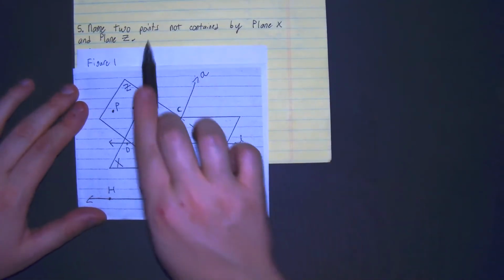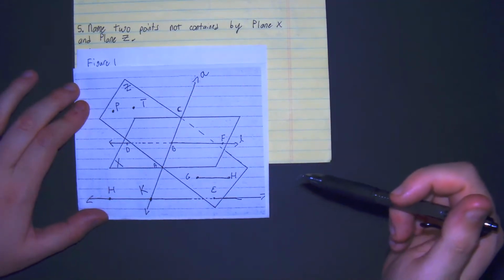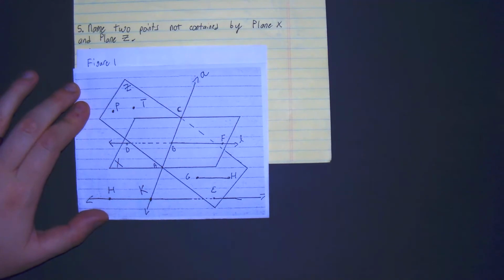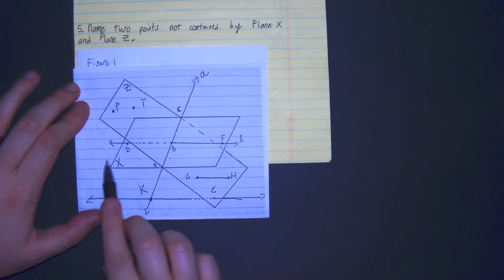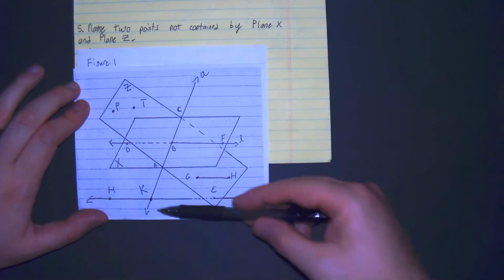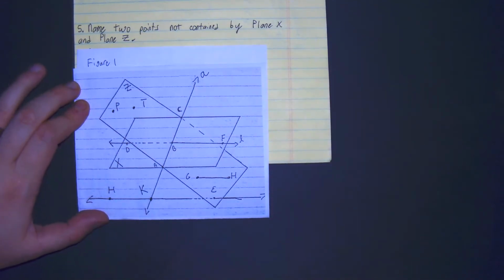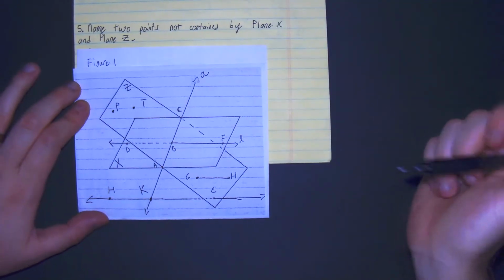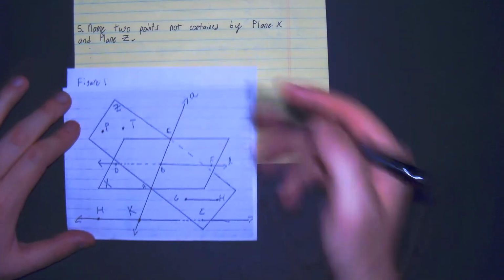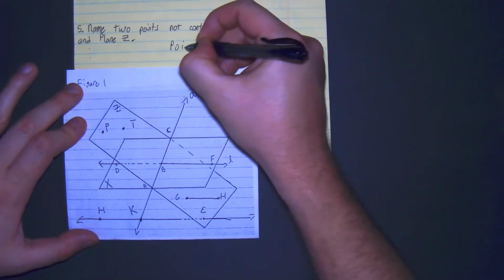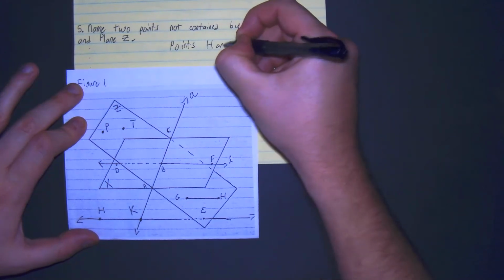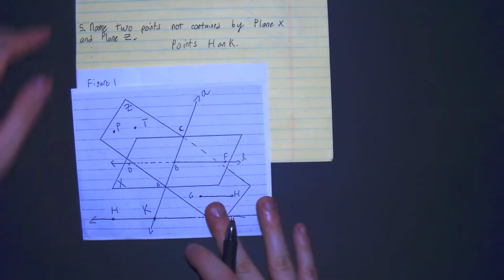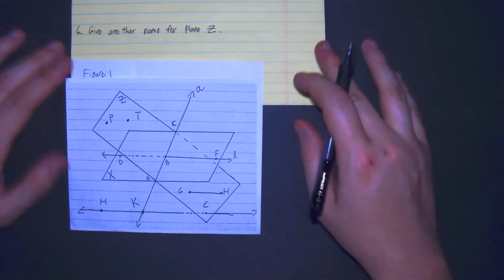Number 5. Name 2 points not contained by plane X and plane Z. As you can see right here, plane X is going forever in this direction, but H and K, as we can see, are not contained. We can see every other point here is contained by it. This L and A aren't points, so we couldn't use those. So the only 2 not contained would be H and K. All right, let's move to number 6.